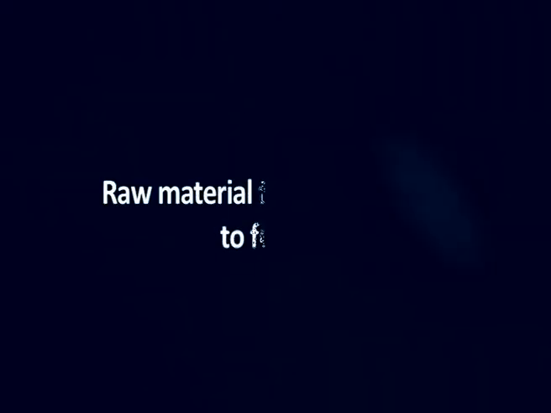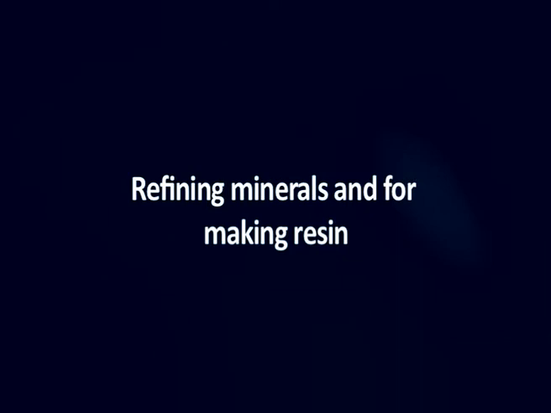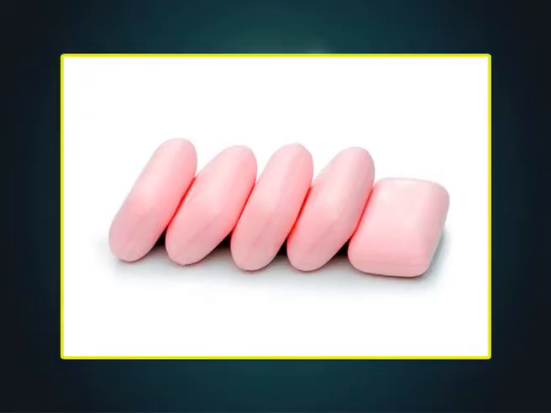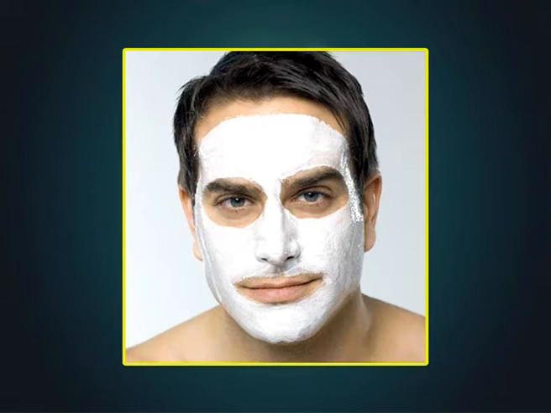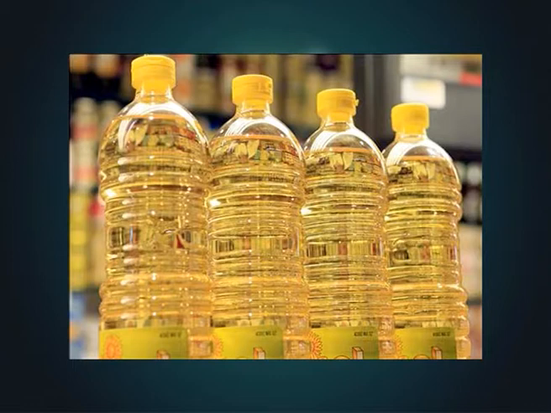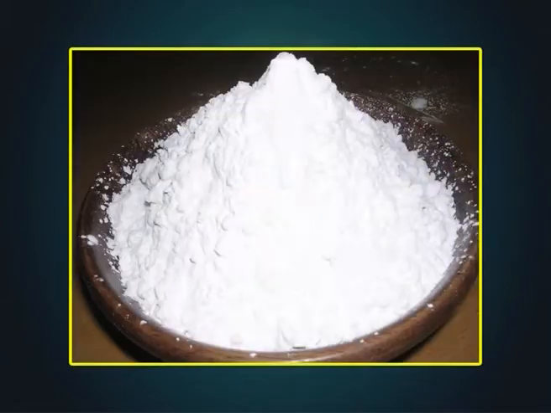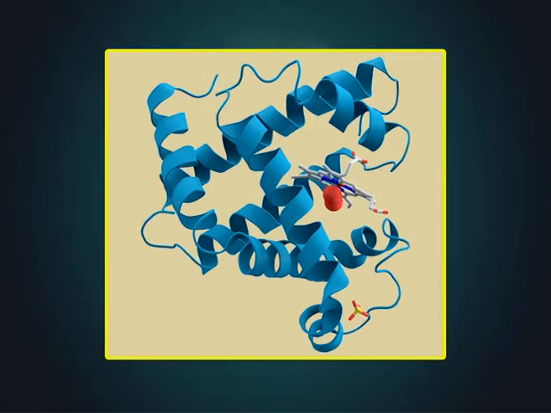Oat hulls have also been used as a raw material for fermentation to furfural. Furfural is a chemical solvent used in refining minerals and for making resin. Oats have been used in a range of cosmetic products and cleansing agents, including soaps and facial masks. Various dry and wet milling processes have been developed for the separation of oats into a number of fractions, including oil, gum, starch, and protein.